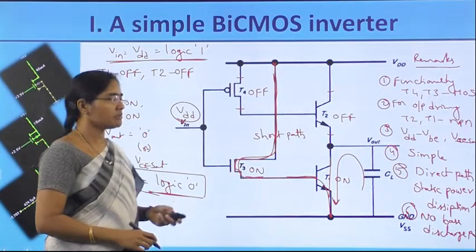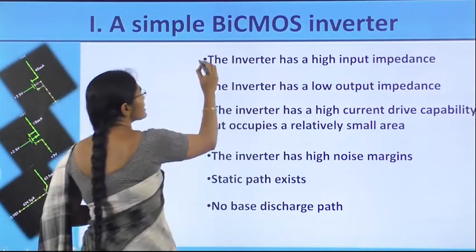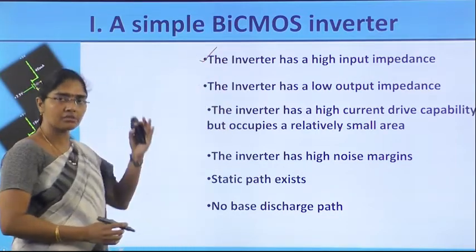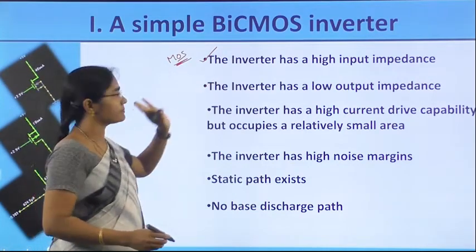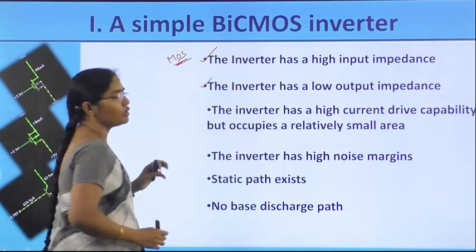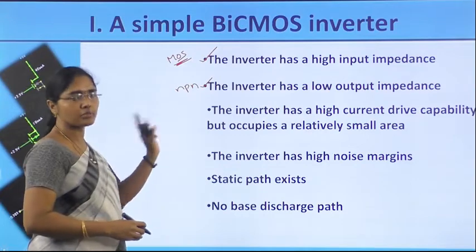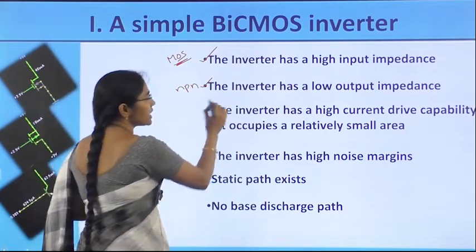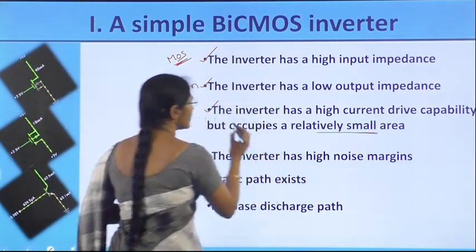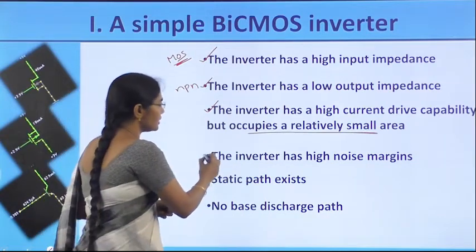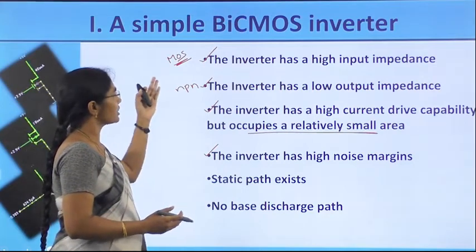Let's see these BiCMOS inverter remarks once again. Important remarks. The inverter has high input impedance because at the input side MOS switches are used. Then this inverter has low output impedance since NPN is used at the output side. And this inverter has high drive current capability but occupies relatively small area. This is the advantage.